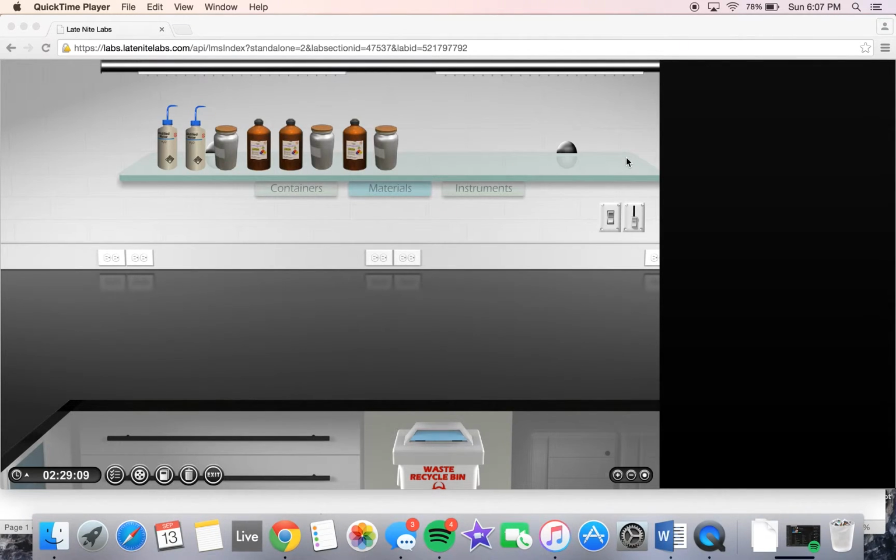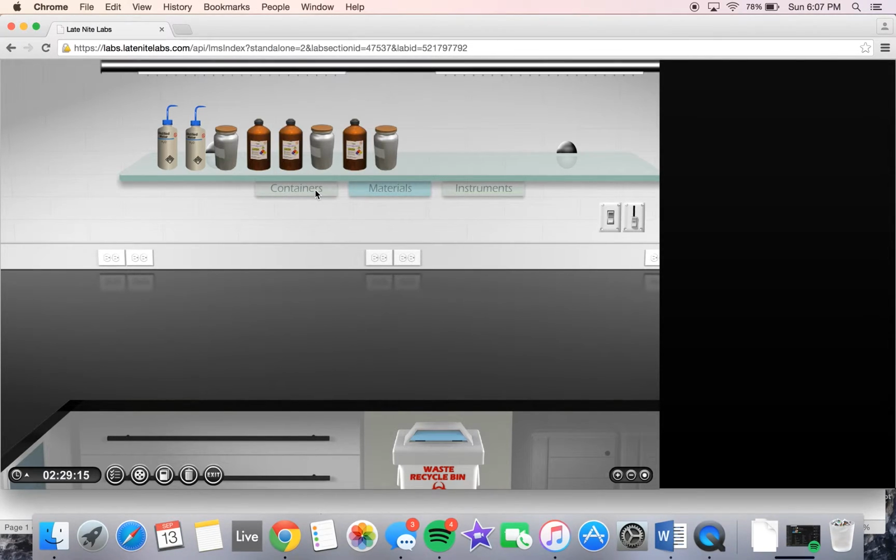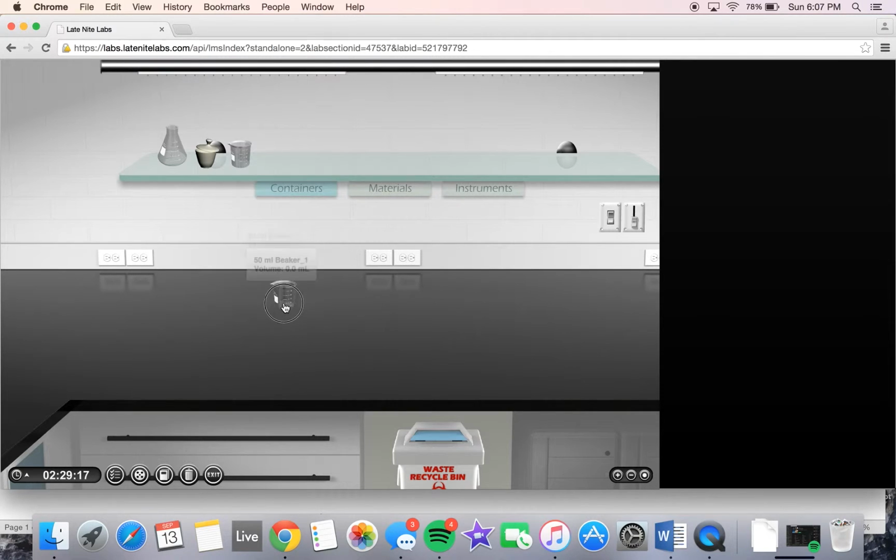Today we will be performing the reaction of sodium hydroxide and nickel 2 chloride, which is a double displacement reaction. So to begin, I'm going to drag two 50 milliliter beakers down onto my workbench. We do not need an Erlenmeyer flask because there's no gas involved in this reaction.